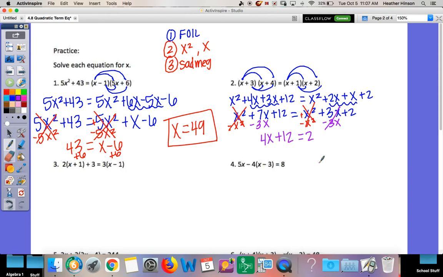Bring down the rest. And once I get my x squareds out and my x's together, I'm going to SADMEG. Just do SADMEG. So subtract my 12. So 4x equals negative 10. And then divide my 4. So x equals, simplify that to negative 5 over 2. So FOIL first, then do your x's. Your x squared should cancel, and get your x's together. And then just do SADMEG.